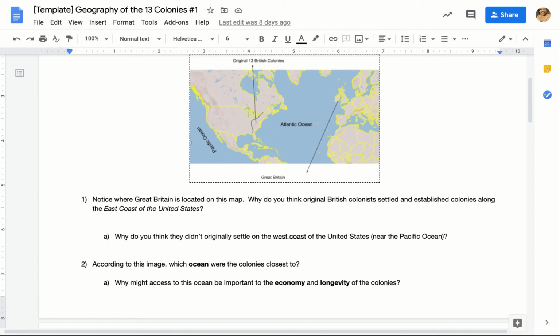Why might being close to this water be important to making money for the colonies? So, how can they make money by being close to the water? And how is being near a water source going to increase the longevity or the long life of the colonies? That's essentially what that question is asking here.